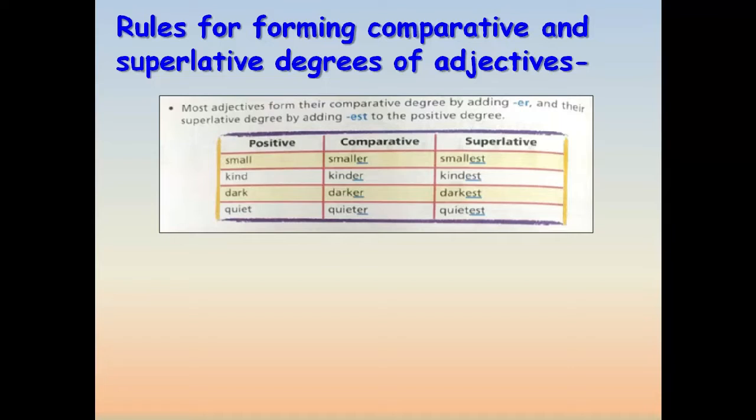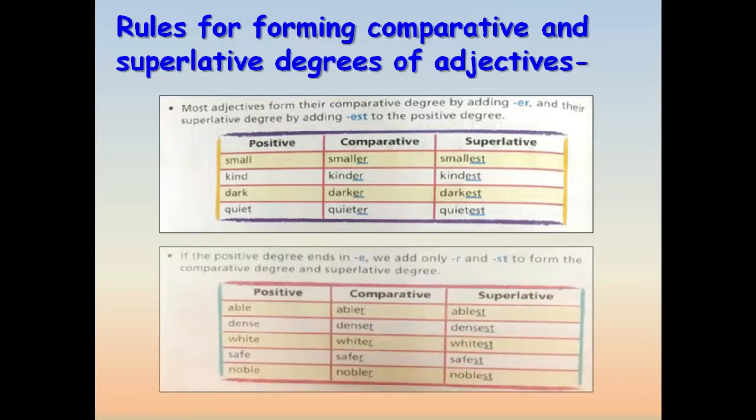Let's see the examples here. Small, smaller, smallest. So er and est is added to make comparative and superlative degree. Kind, kinder, kindest. Dark, darker, darkest. Quiet, quieter, quietest. So in all these words, we are adding er and est. There are many more words of this kind here. Only 4 of the examples have been mentioned. This is your first rule.